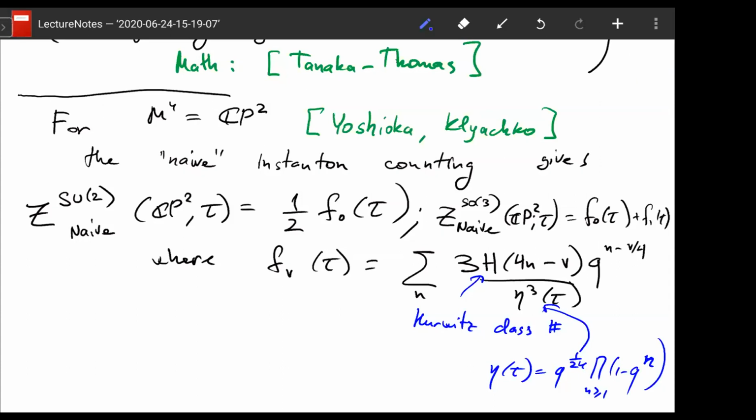Sorry, Pavel? For the SO3, there is a discrete theta angle, so there are 2 different theories. Their naive partition functions will just be the sum and difference of F0 and F1. Yes, when the discrete theta angle is 0, it is just the sum, where F0 is the contribution of 0 flux and F1 is the contribution of the nonzero flux. So it could be the sum or difference, and in principle you can separately consider F0 and F1. That makes sense.